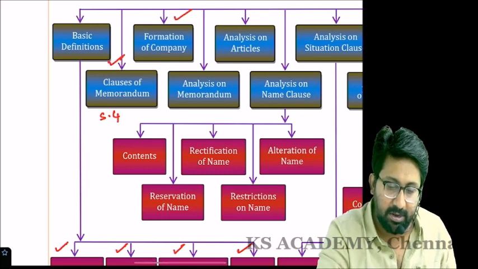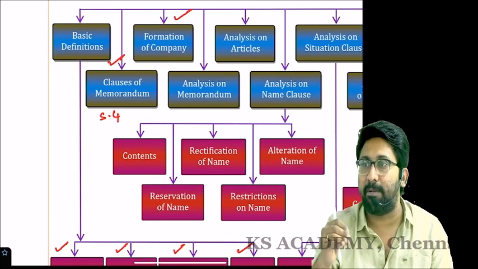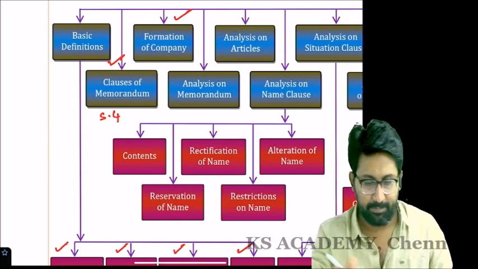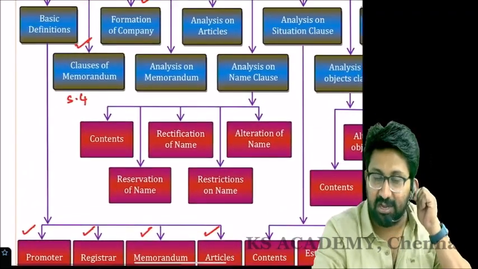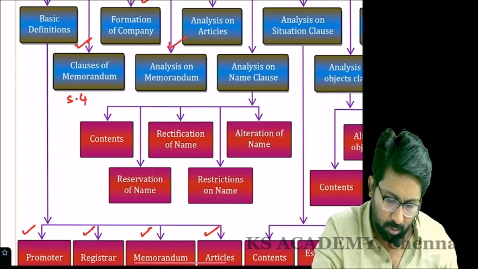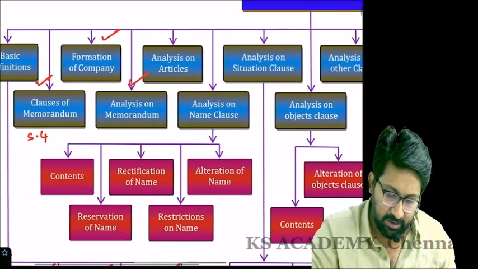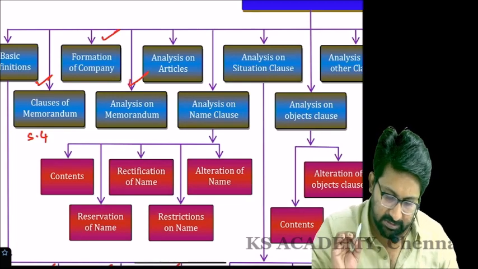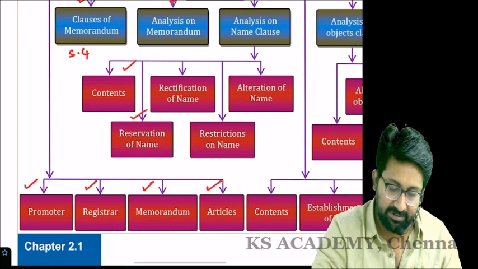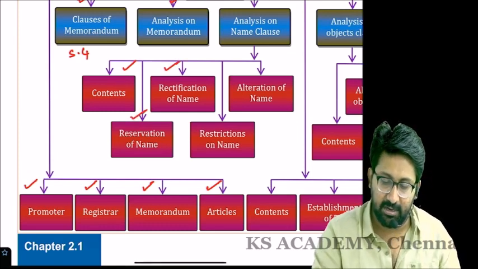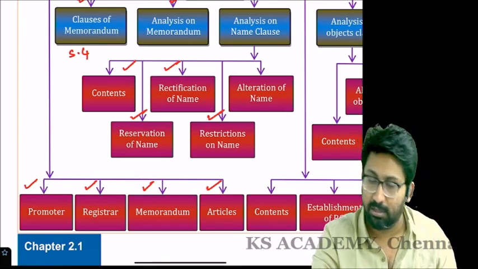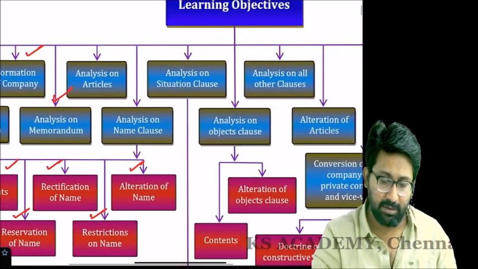Next one, formation of company. Section 3. 7 members for public, 2 members for private, 1 member for OPC. Do you remember? We completed. Next, analysis on memorandum. First, just understanding how many clauses are there. Basics over. After that, we went into articles, which we didn't complete. Analysis on name clause: contents over. Reservation, rectification, restrictions and prohibitions, alteration. Very good.